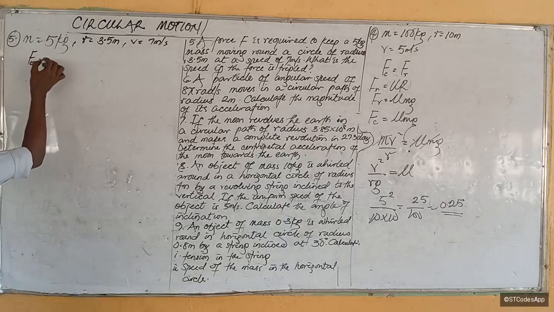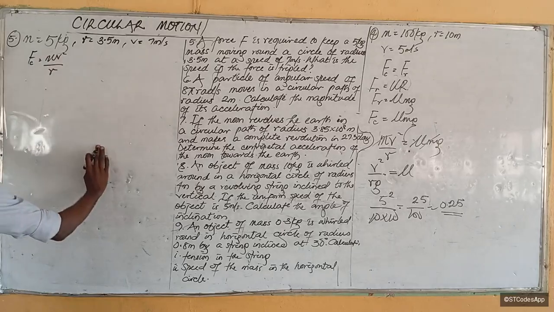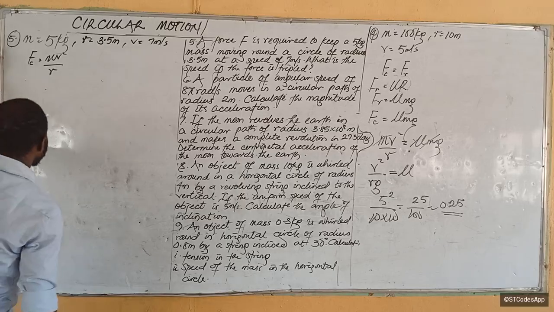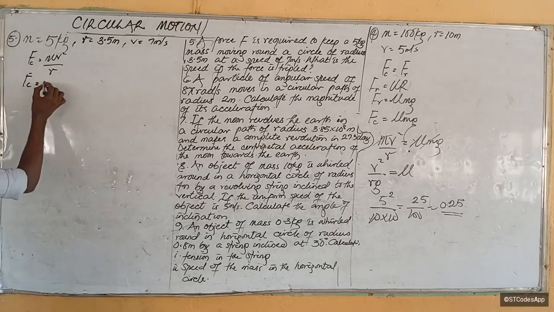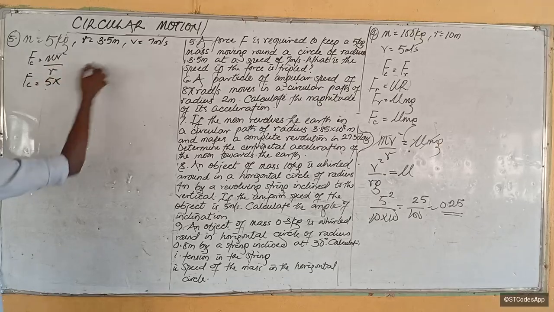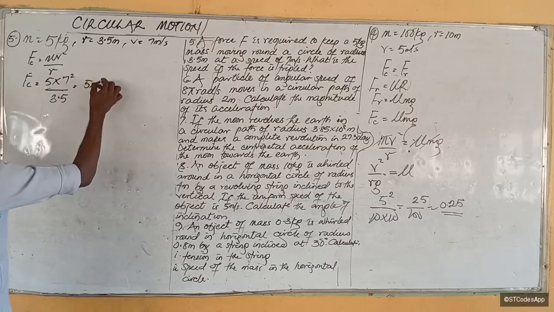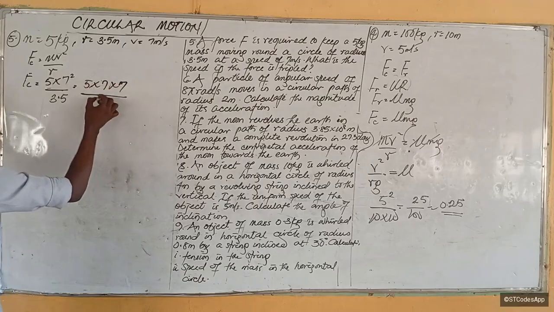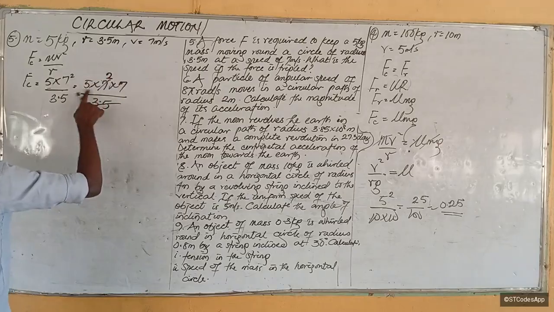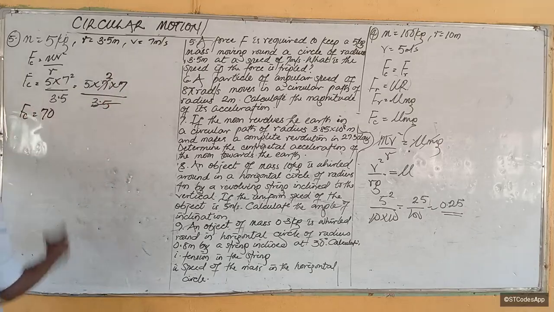So normally F sub c is mv squared over r. If we triple this, it's just tripling the answer. Okay, we are looking for the speed. Normally the Fc is going to be m v squared over r, with m being 5, times 7 squared over 3.5. That is 5 times 7 times 7 over 3.5. Here 1, here 2. 5 times 7 is 35, times 2 is 70. So F sub C equals 70 Newton.